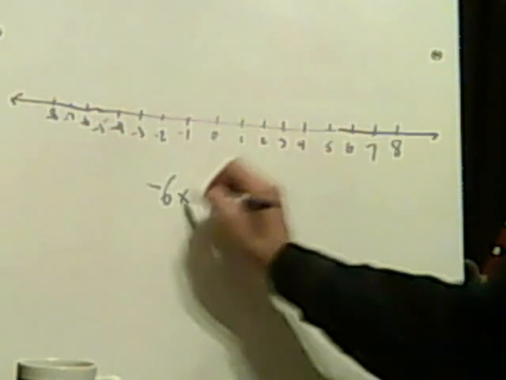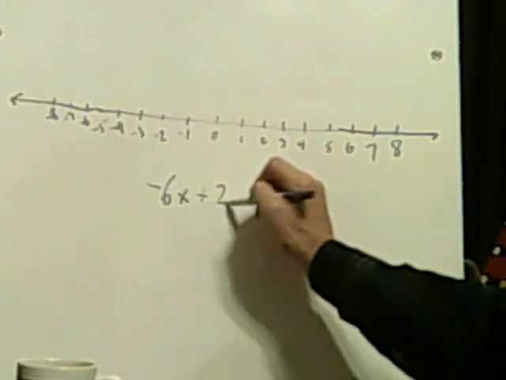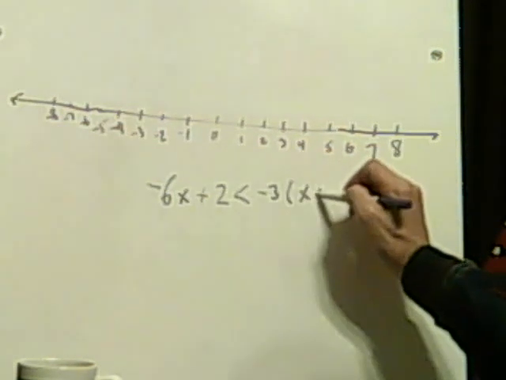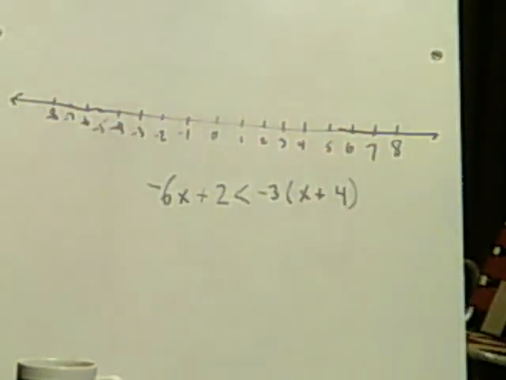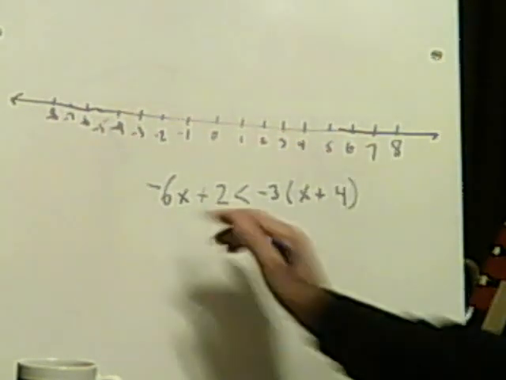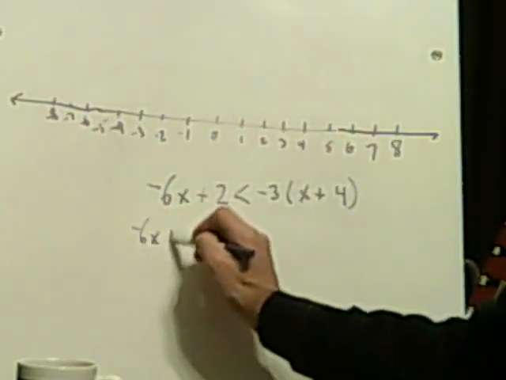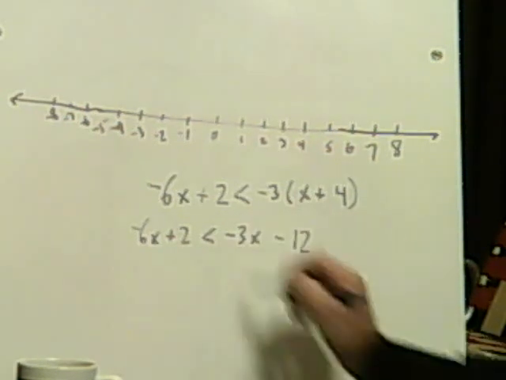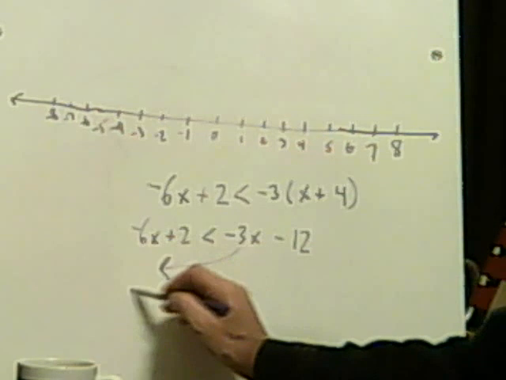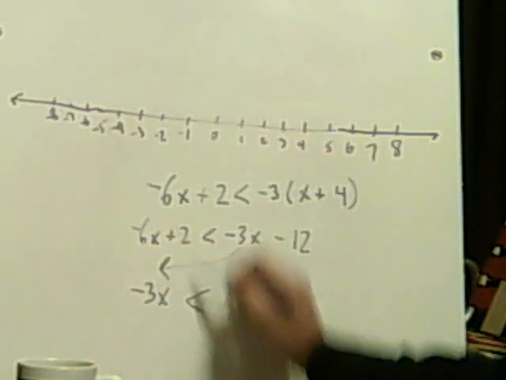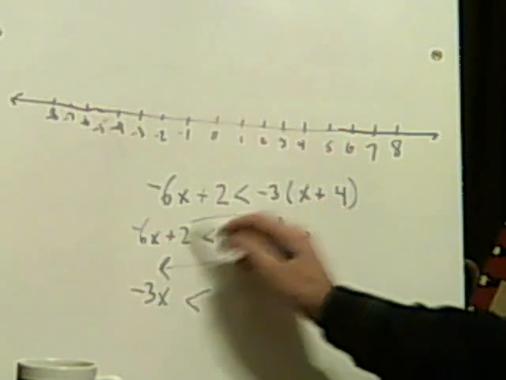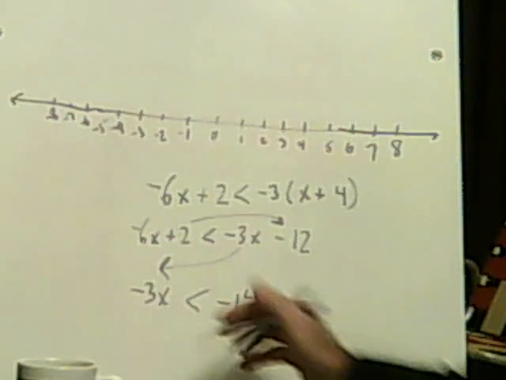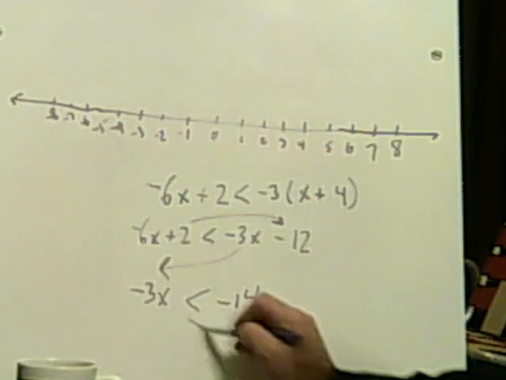Now 44, negative 6x plus 2 less than negative 3 times x plus 4. Okay, so we're going to group equal terms. Negative 6x plus 2 less than negative 3x minus 12. Now we're going to move this to the other side, where it's going to become negative 3x. I'm going to move this to this side, where it's going to be a negative 2, so that's going to be negative 14.